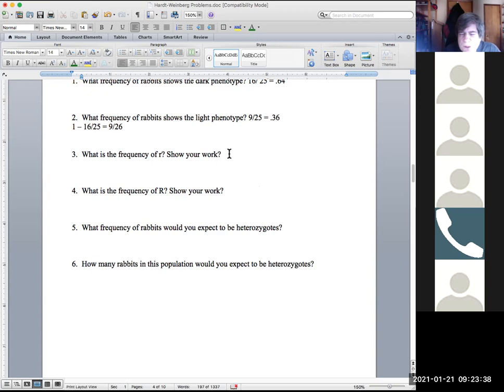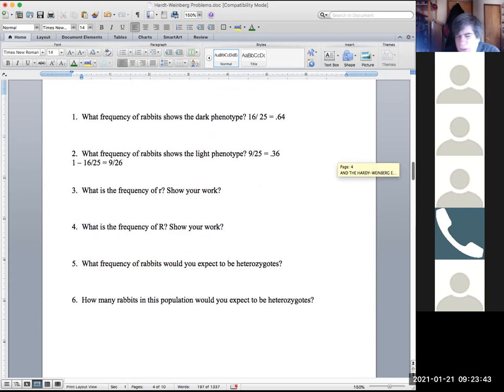Okay, let's see what you came up with. So let's look at the calculations that we would need to do. So notice number 3, what's the frequency of little r? Show your work. So in this case, we know that little r squared is equal to 0.36 because little r squared, remember, is the rabbits that show the light colored phenotype.